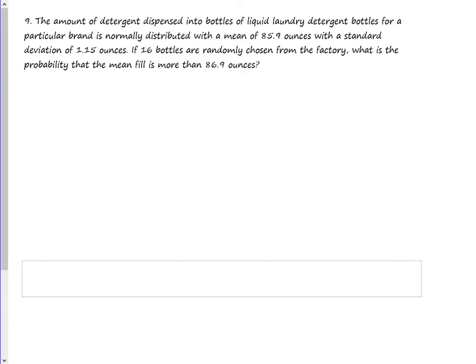Now, in order to do this, let's just draw a distribution and try and organize the information that we're given. This is not a standard normal distribution, this is just a normal distribution, but the mean is always located at the center. So I'll put the mean of 85.9 ounces right in the center. Now, the mean is provided as that.